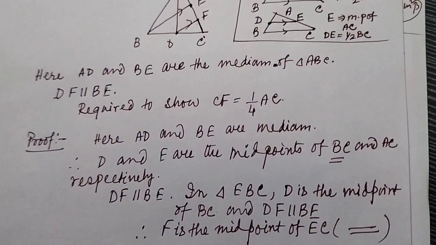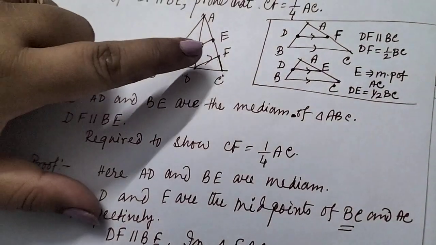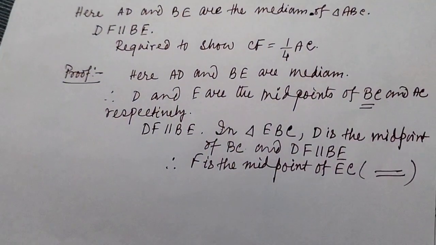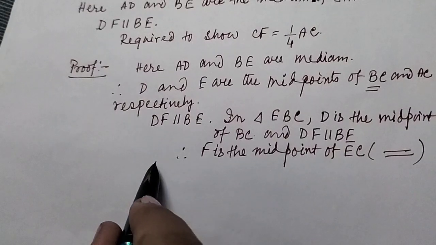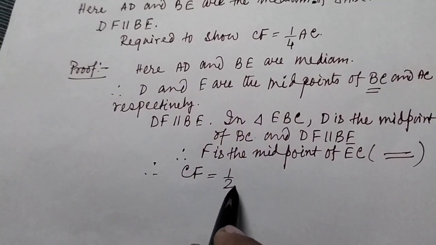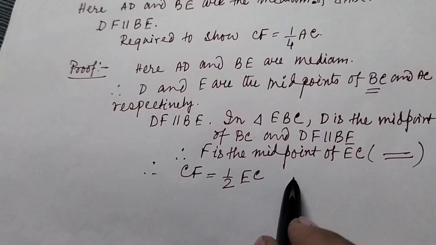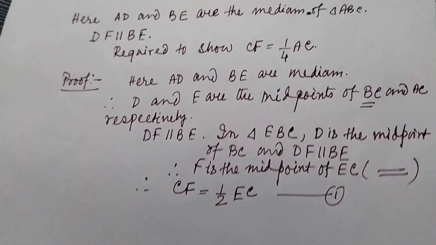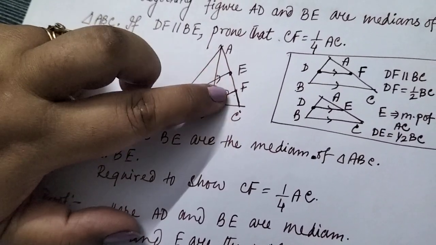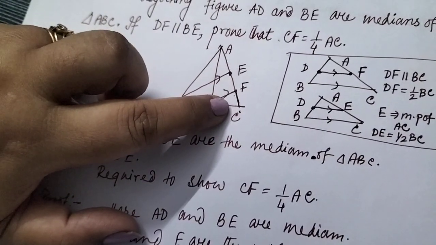So from that, as in this figure, F is the midpoint of EC, can't we say that CF equals half of EC? Let's make it number 1. CF equals half of EC, because F is the midpoint of EC, already proved.